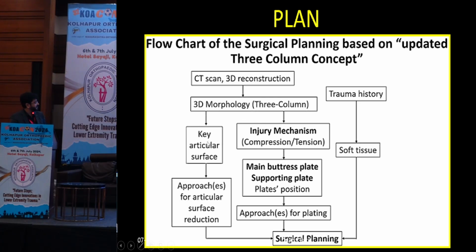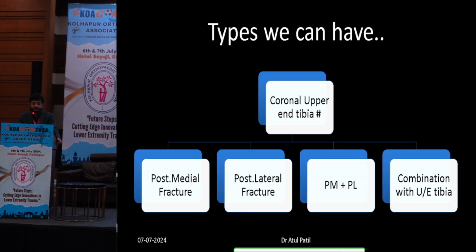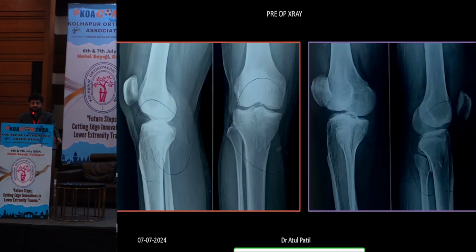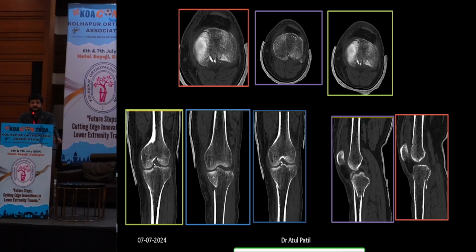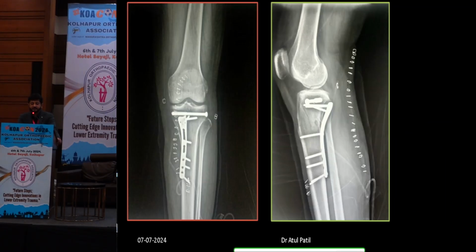So if this is the key articular surface, then the approach is articular surface specific. If there is a soft tissue injury, everything differs. And injury mechanism, compression versus tension, then plates according to that, and approaches for the plating. So this is the comprehensive plan. We can do posteromedial plating, we can do posterolateral plating, we can do PM plus PL, and a combination of all these in the upper end tibia.